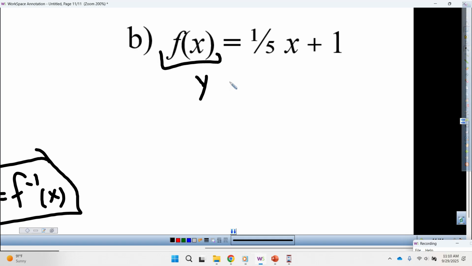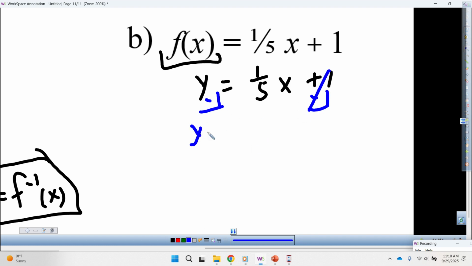So change this to y equals 1/5 x plus 1. We need to leave x by itself, so I subtract 1. Subtract 1. We got y minus 1 equals 1/5 x. How do we get rid of that 1/5? Remind your neighbor, how do we get rid of that 1/5?